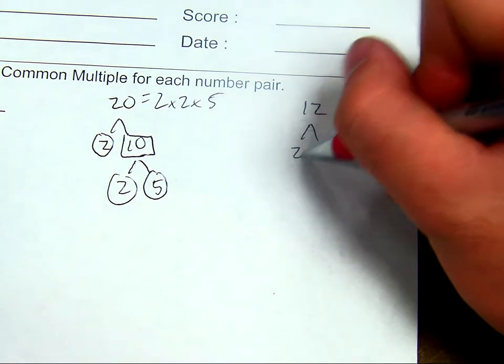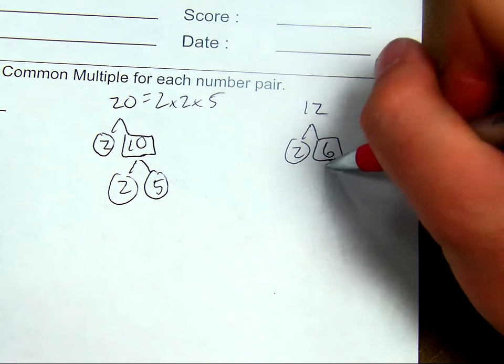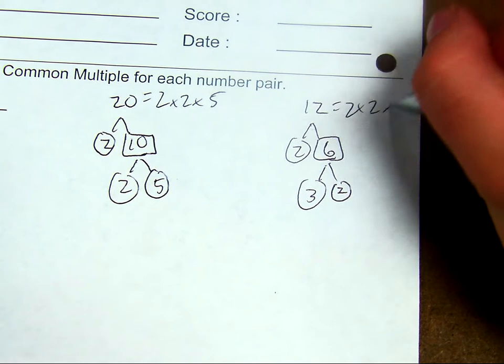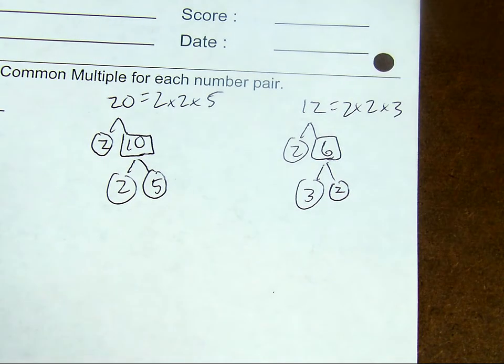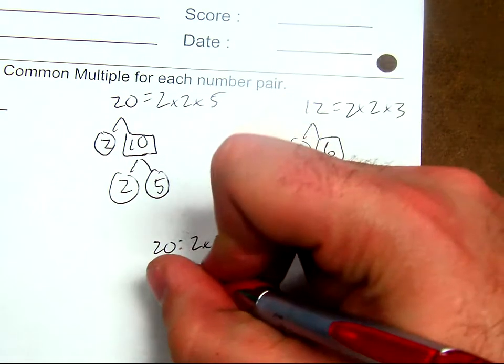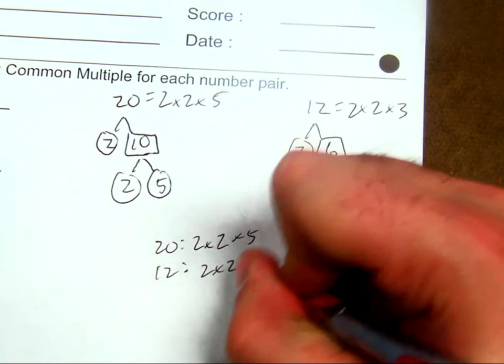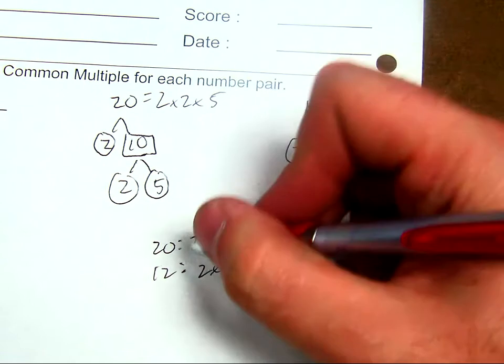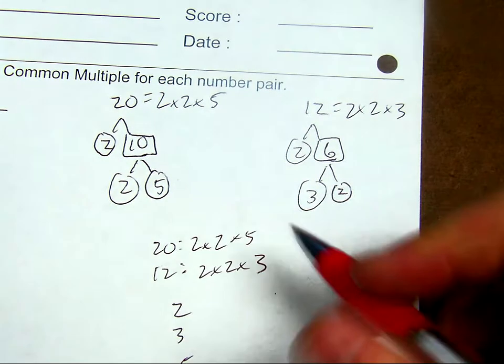12 can be split into 2 and 6. 6 is a composite number. 3 and 2. This will be 2 times 2 times 3. Now, what I want to do to find the least common multiple, I have to take the highest incidence of a single factor in total. So here for 20, I have 2 times 2 times 5. For 12, I have 2 times 2 times 3. And what I have to do, I want to say, okay, what are my factors? I have 2, 3, and 5. That's all I'm seeing up here.